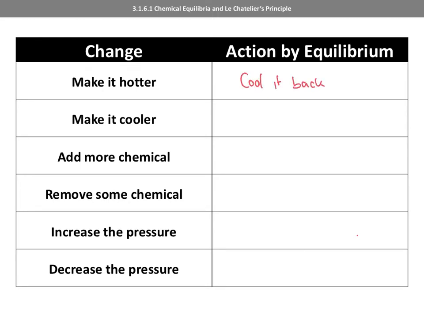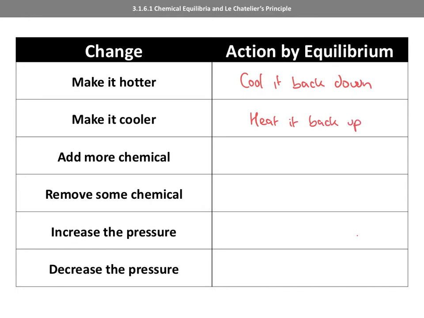So when we're talking about the position, we've got to think, how could changing the position cool it back down? That's how we're going to think about this. If the change we made was to make it cooler, then the action by equilibrium is going to be to heat it back up. Again, we think, how could it achieve that?